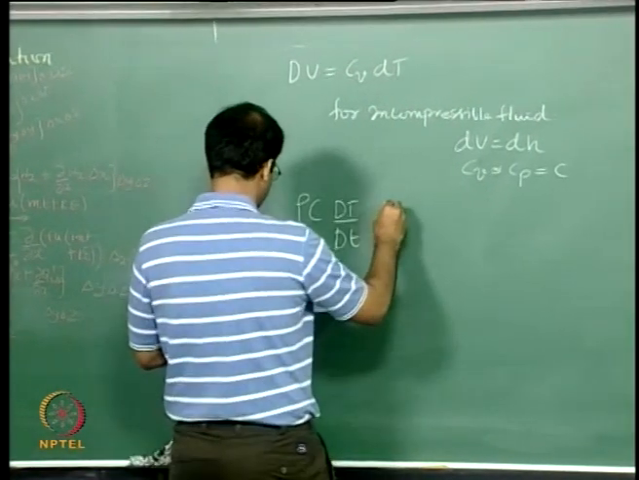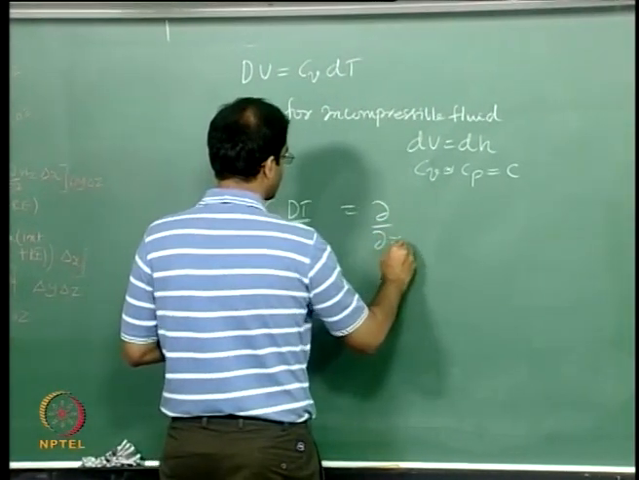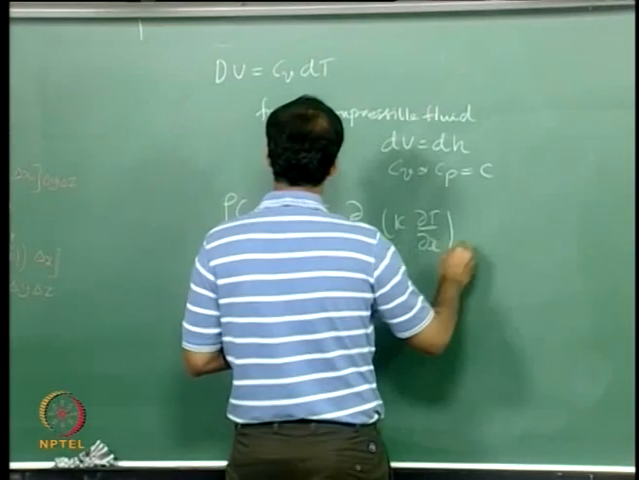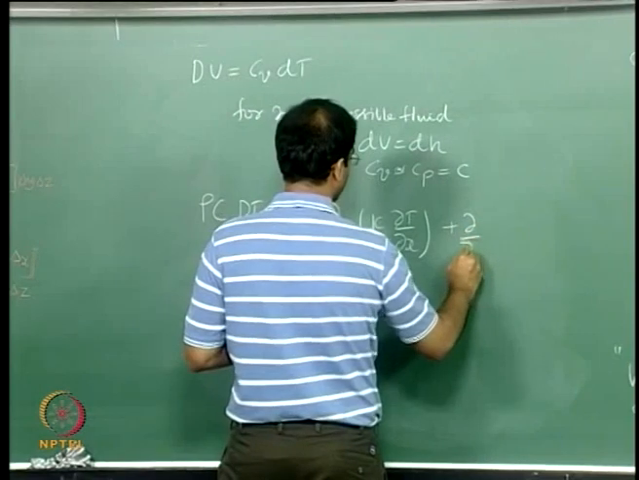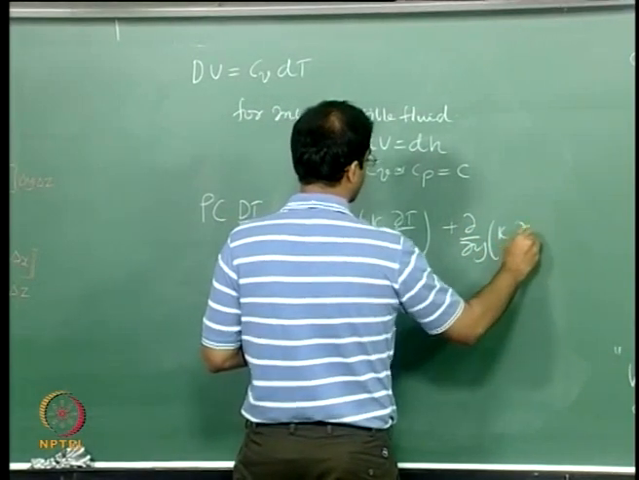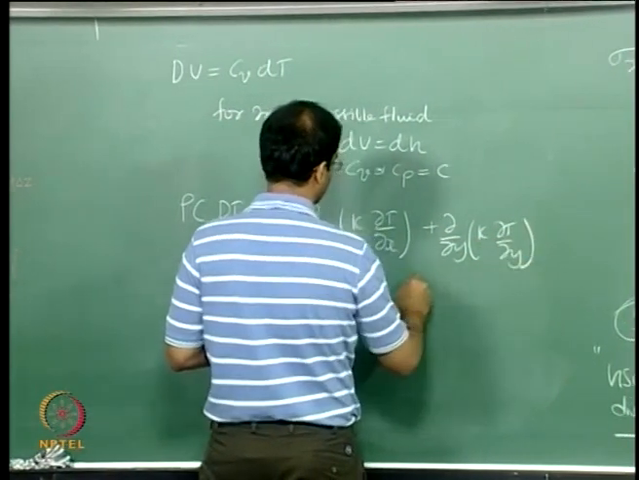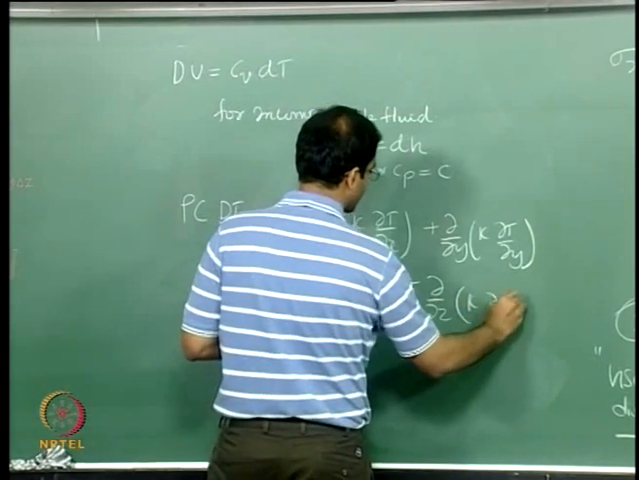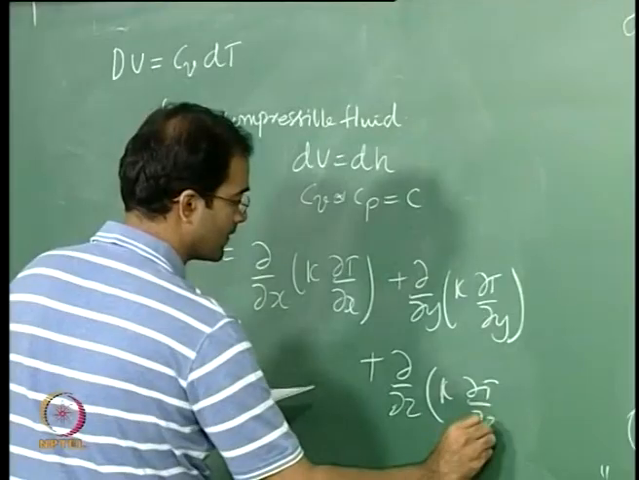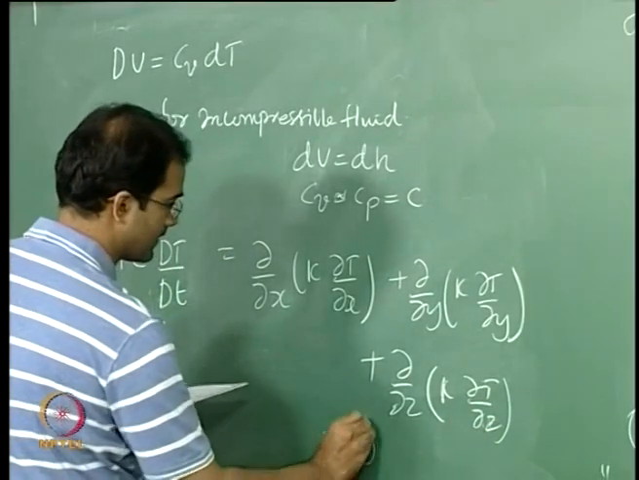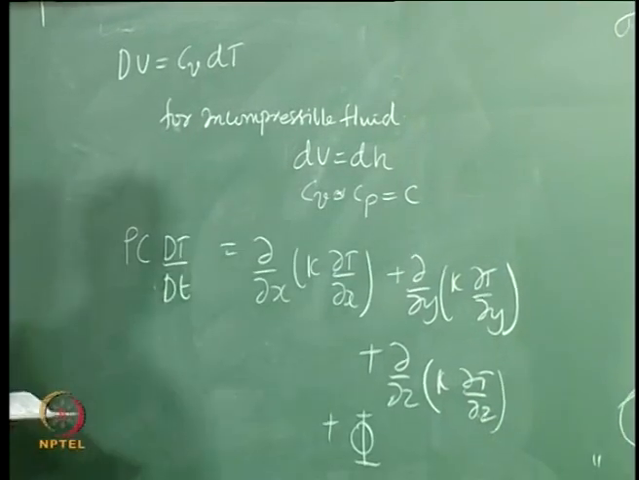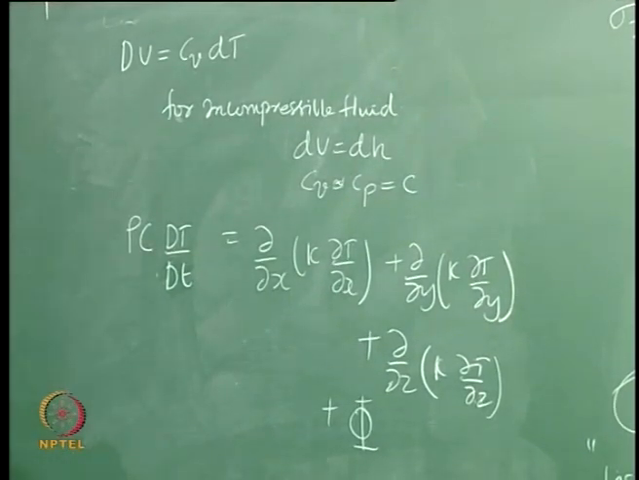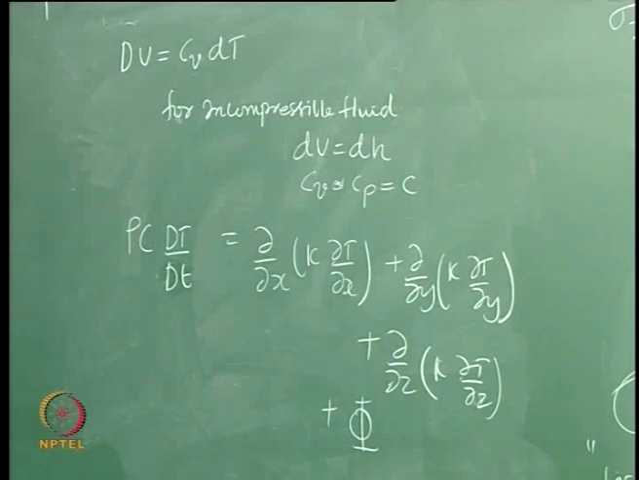So on the right hand side I have this term, the conduction terms, plus I have the viscous dissipation term. So this is the familiar form of the energy equation for incompressible flows.